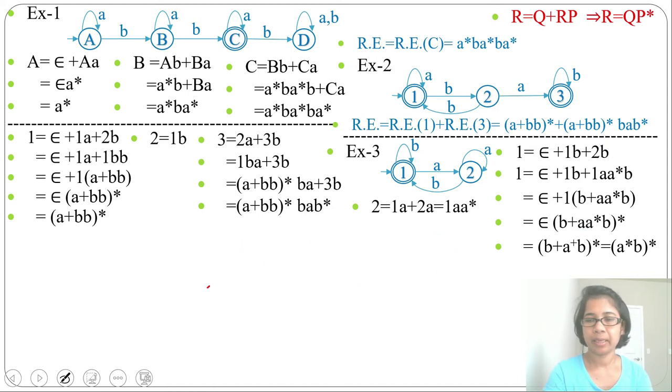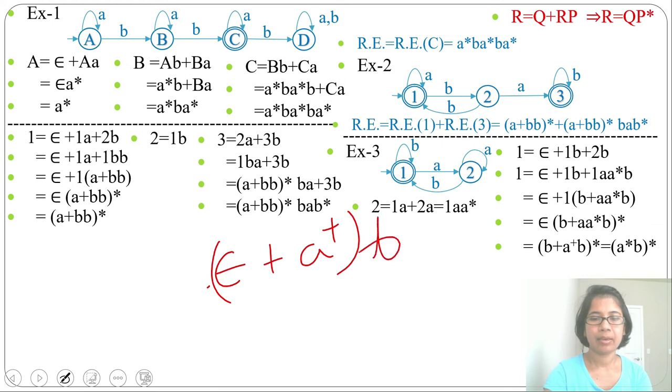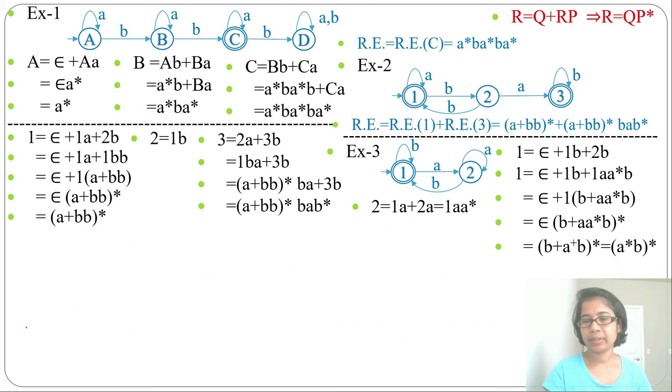Now B plus A positive closure B. If we take B common, it will be epsilon plus A positive closure, then B. Epsilon plus A positive closure, that will be our A closure. So just write A closure B whole closure. After simplification, we got the regular expression A closure B whole closure.